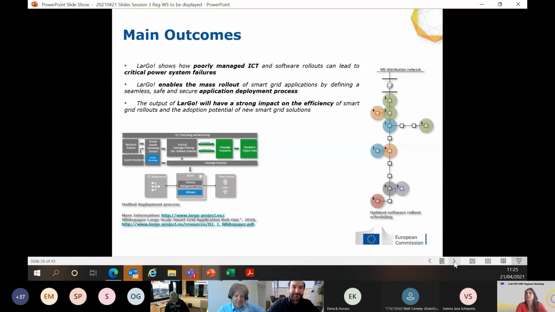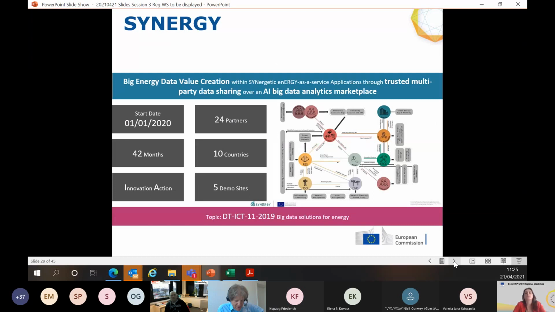Thanks. Now let's go to the sixth project, which is the Synergy project. It is presented by Tassos Tsitsanis from Suite 5, Data Intelligence Solutions Corporation.